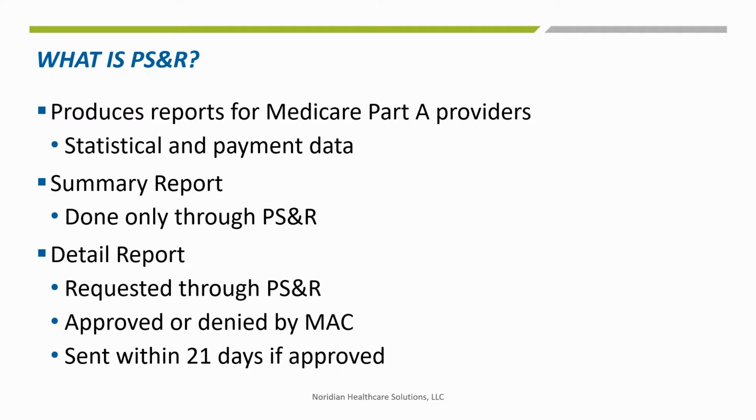In PS&R, users can define report selection criteria such as the report groups, report types, service types, and date ranges to include in the reports using the graphical user interface. Using PS&R reports reduces the time to complete cost reports by providing a central repository for all claims data. Our tutorial today will focus on how to register for PS&R, how to request a summary report, and how to request a detail report through PS&R.